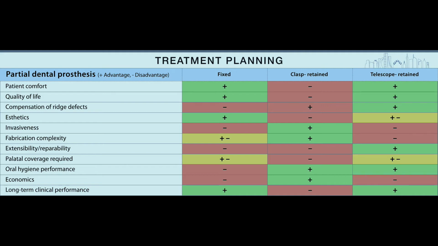Now, for palatal coverage, we have learned from the literature that palatal coverage is not needed whenever you have 4 or more well-distributed abutment teeth in the upper. Same applies for the implant-supported rehabilitation, but for the clasp retained, we have to go for it. The performance of oral hygiene with a fixed rehabilitation is not that easy compared to a telescope retained prosthesis or even to a clasp retained one.